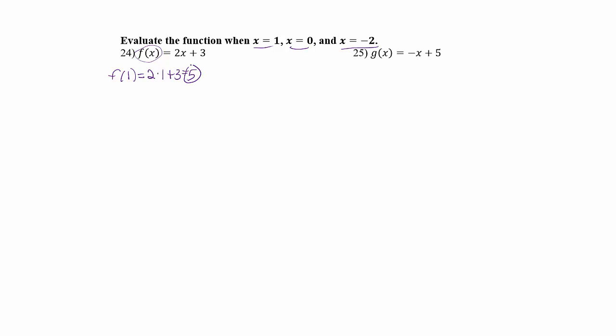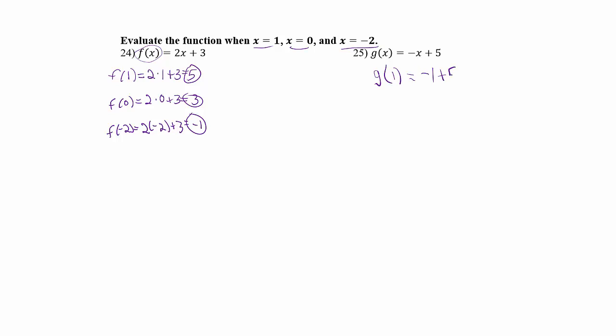Then I'm going to do the same thing with 0. And get 3. And then I do the same thing with -2. And get -4 plus 3, which is -1. So it's asking me basically to do 3 different things. So it's like I have 3 different answers. And on G, I plug in 1.